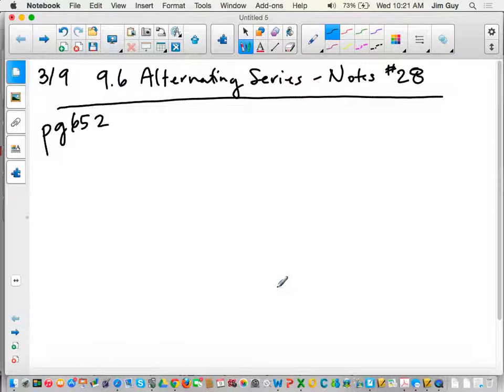Up to this point, you haven't had any series problems that had negative terms. Everything's been positive terms. Now we're going to look at what happens when you have series where the sign alternates: positive, negative, or negative, positive, and so on. That's called an alternating series, and there's a specific test to use, and you're going to really like this one.